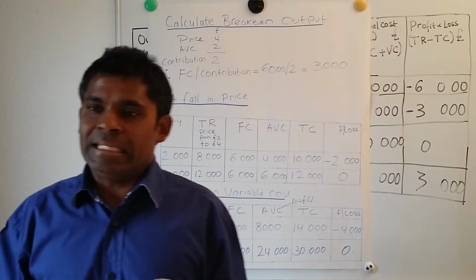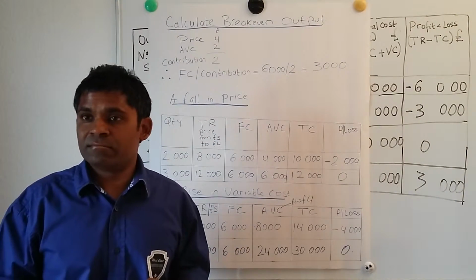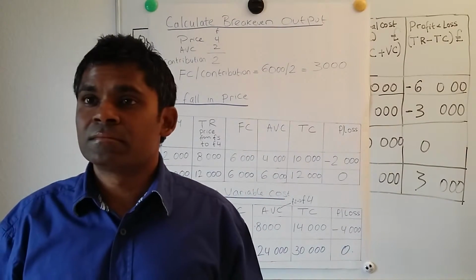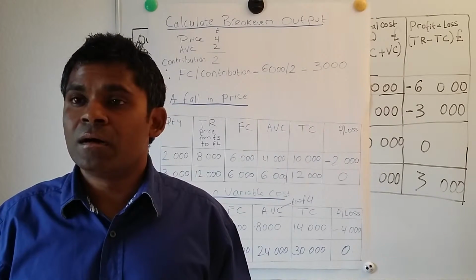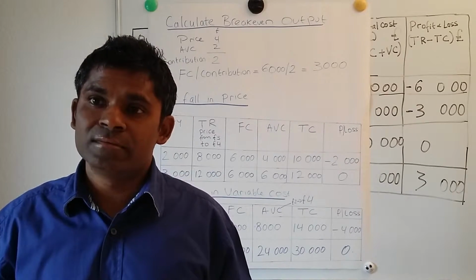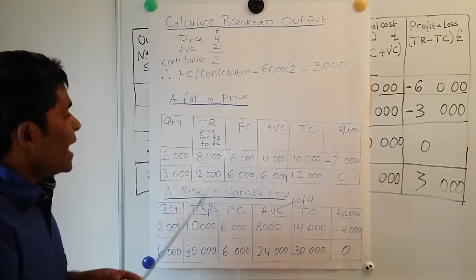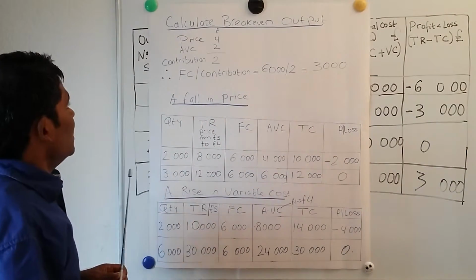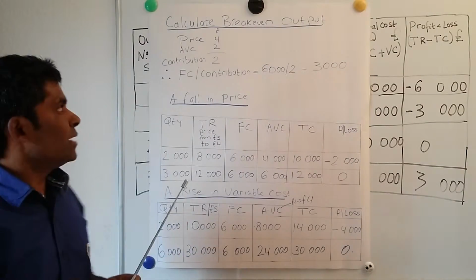Now the question is, there is a fall in price. What will be your new level of output at which you are going to break even? We have to use a calculation. It is called the break-even or the contribution calculation.